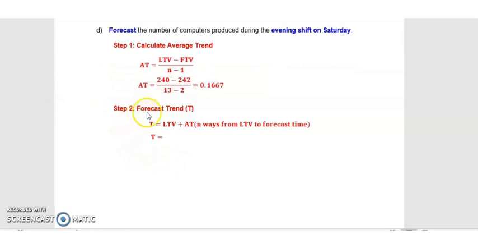Second step, we need to forecast the trend value for the evening shift on Saturday. So the forecast trend equals the last trend value, which is 242, plus the average trend, 0.1667, multiplied by n ways from the last trend value to the forecast time. So what is this part? Look at your first table. n ways from the LTV, the last trend value, to the forecast time. Our forecast time is the evening shift on Saturday.